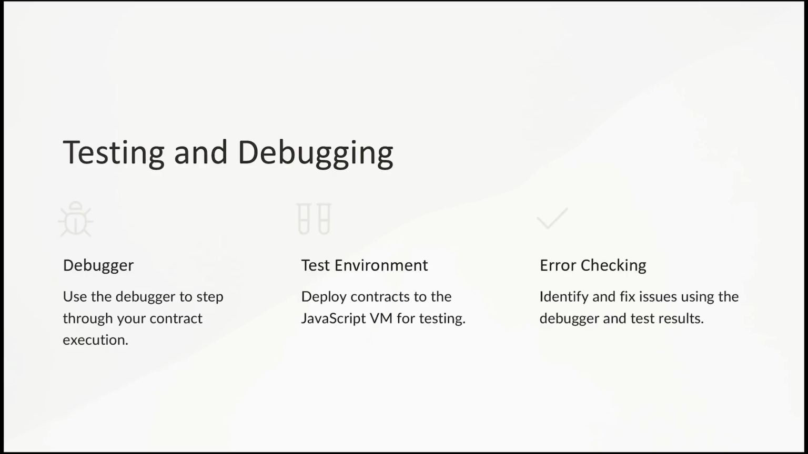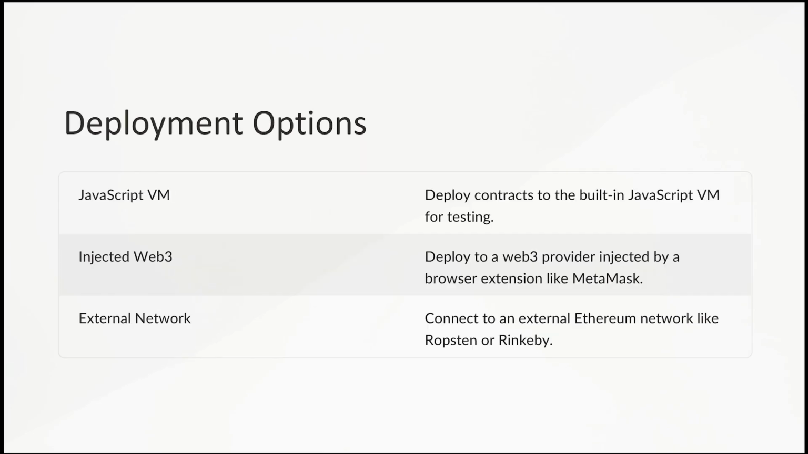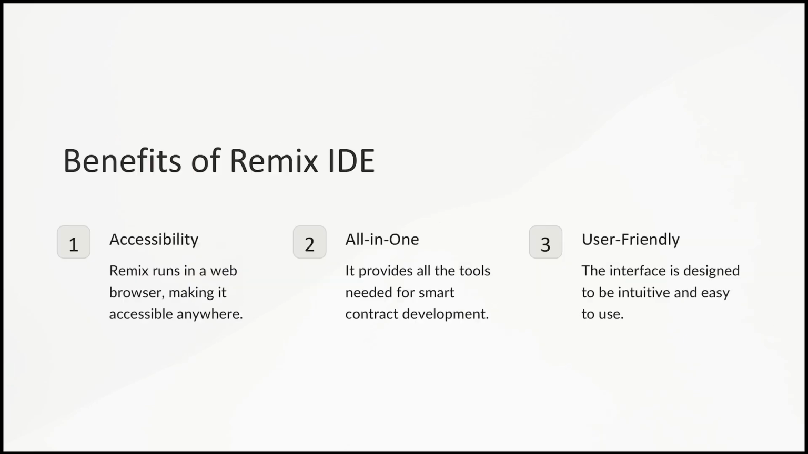You can use the provided debugger or deploy contracts to the JavaScript VM for testing. Identify and fix issues using the debugger and test results. Some deployment options that are provided are JavaScript VM, Injected Web3, and External Ethereum network.